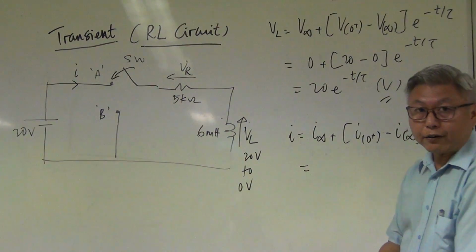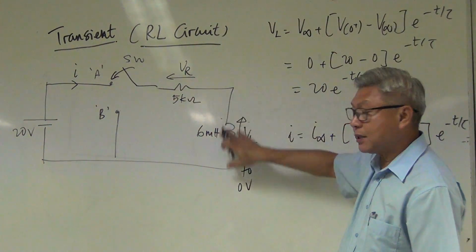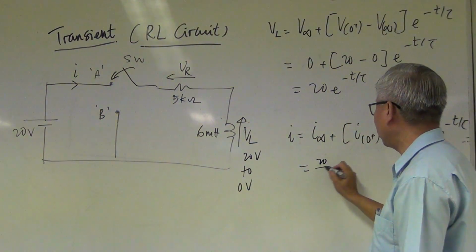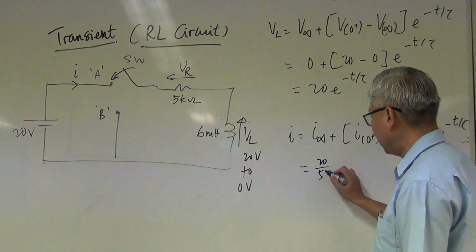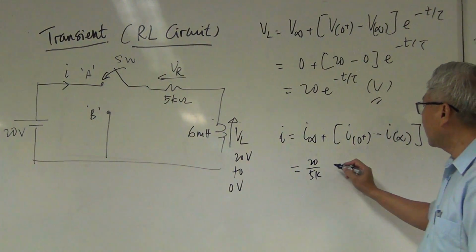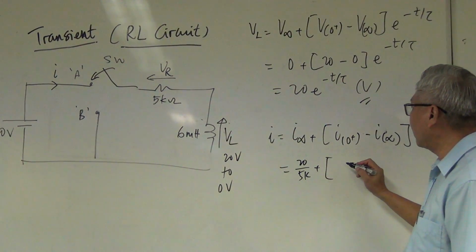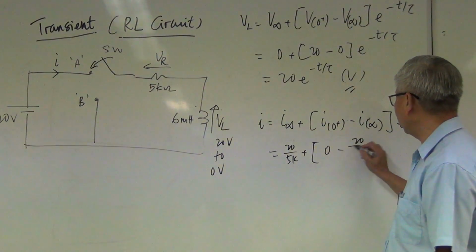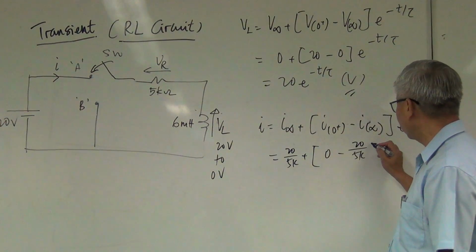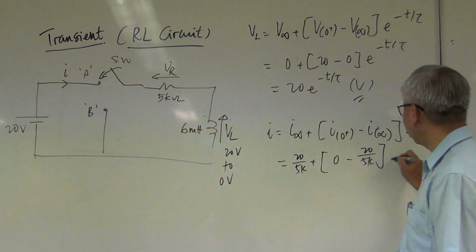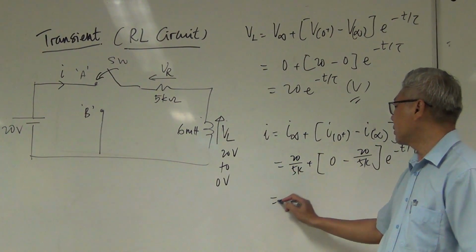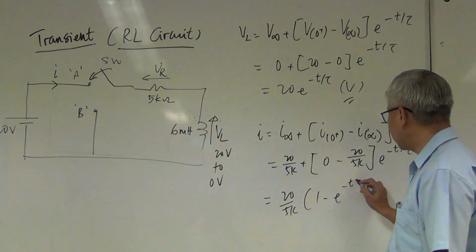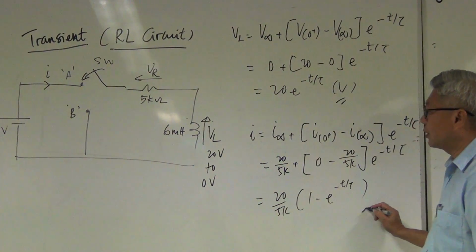What is the final current in this circuit? Finally, the inductor becomes a piece of wire, right? So the final current is 20 volt divided by 5k. That's the final current. What's my initial current? Initially there's no current, right? So it's 0, minus the final current, 20 over 5k, times e to the minus t over the time constant. So I have 20 over 5k, bracket 1 minus e to the minus t over the time constant. So it's an increasing function.